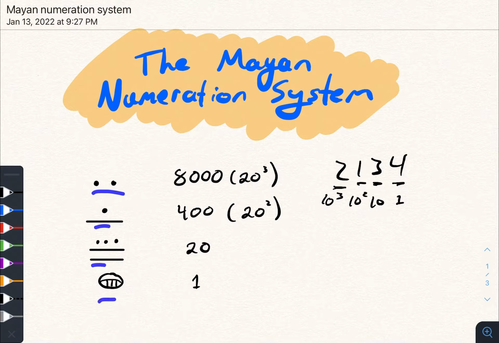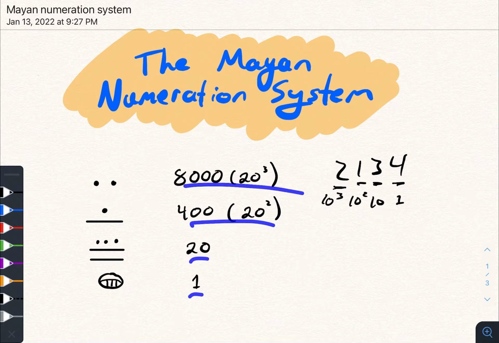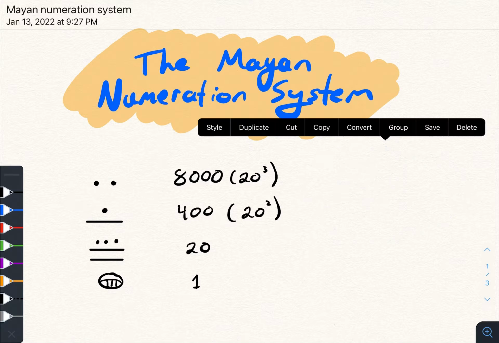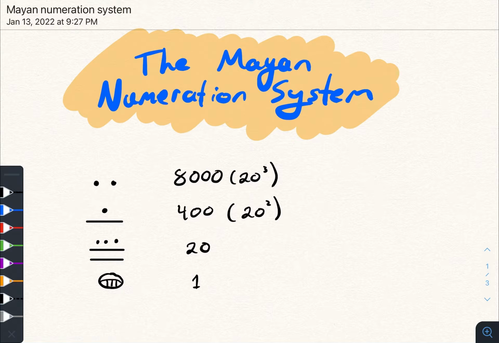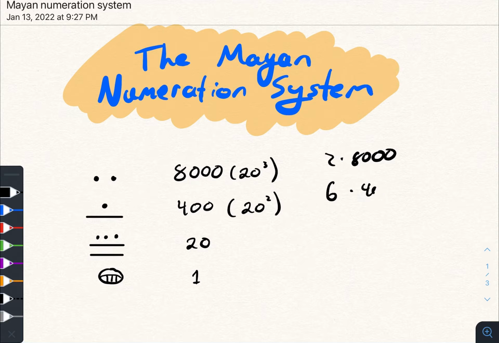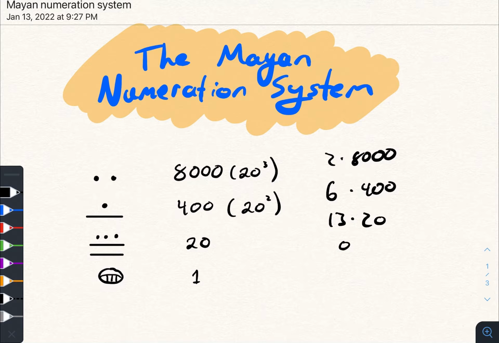They started off by representing groups of 1, 20, 20 squared, and 20 cubed. So very similar to ours. So what this set of symbols would mean: conch shell means 0, dot means 1, line means 5. Okay, so this would represent up here 2 groups of 8,000. Then we have 6 groups of 400. And then we have 13 groups of 20. And then we have 0 groups of 1.